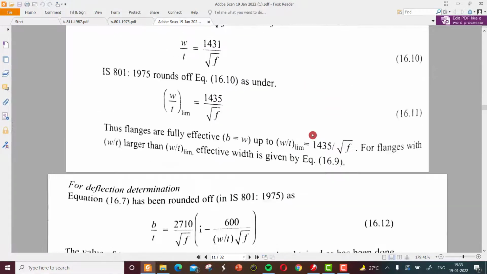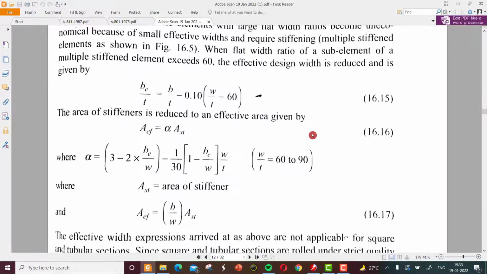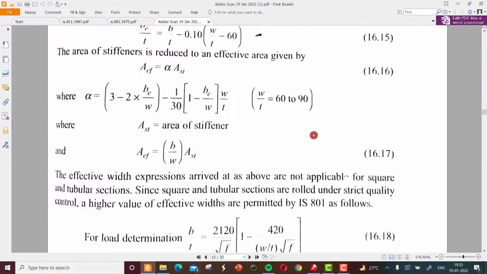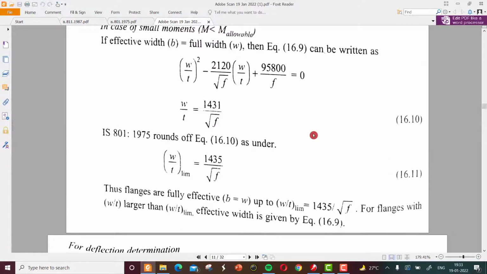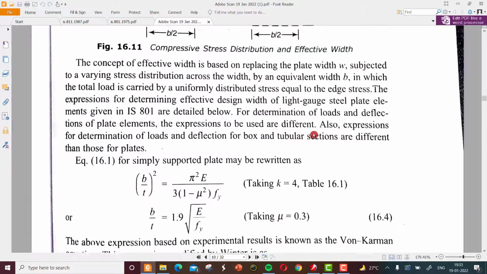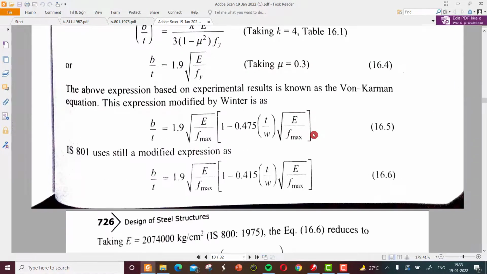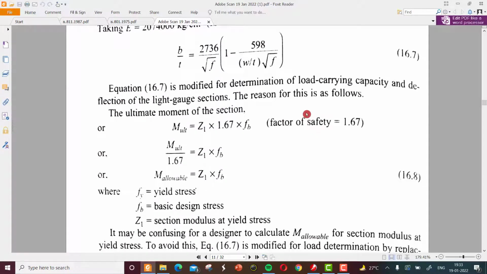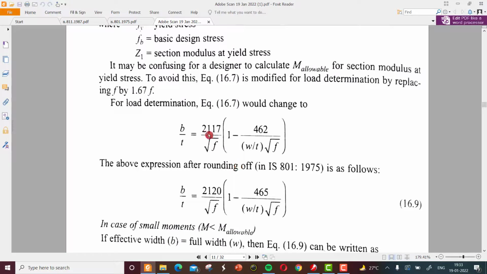So, the buckling of plates. I was telling this also in the code, that the load carrying capacity is given by these equations, and for load determinations, we have different b by t values.